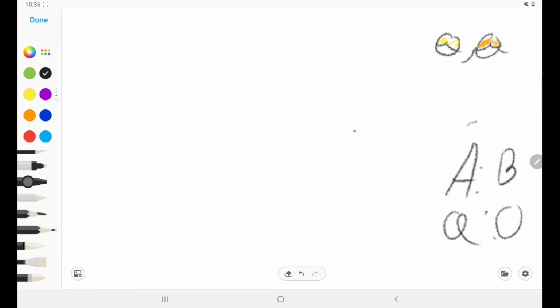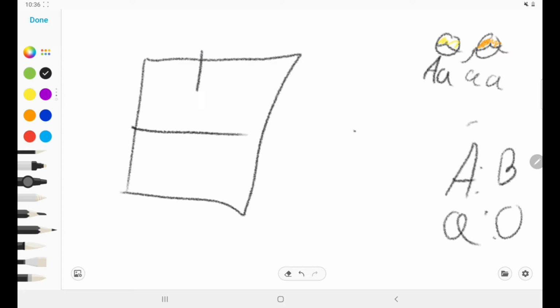So let's say this person has a capital A, lowercase a, and this person has a lowercase a, lowercase a. Now we're going to plug this into our Punnett square. So a Punnett square just simply looks like this. It's just a 2x2 square. If you ever did box multiplication, it's literally that.